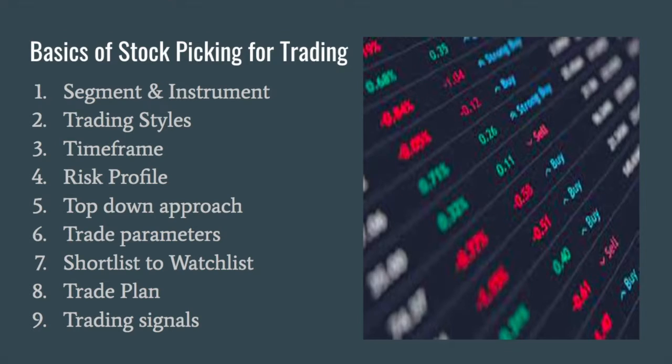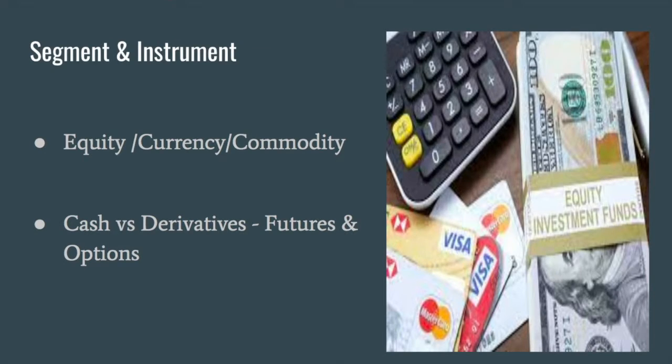This may sound very basic. For beginners, this would be great information to begin with, but for experienced traders too, these fundamental parameters are just as critical. As you get experience, you get used to doing all of these 9 automatically. That's the only difference. So what do we mean by segment and instrument?